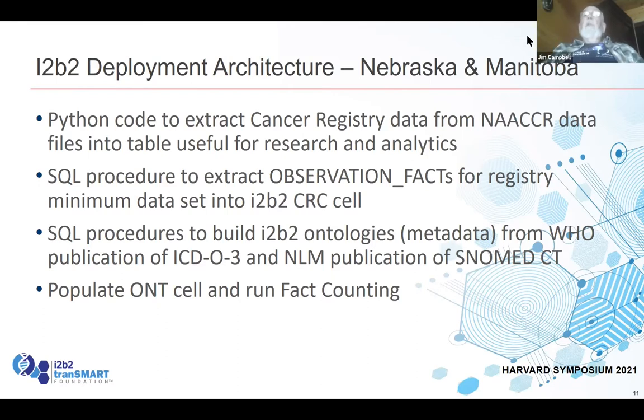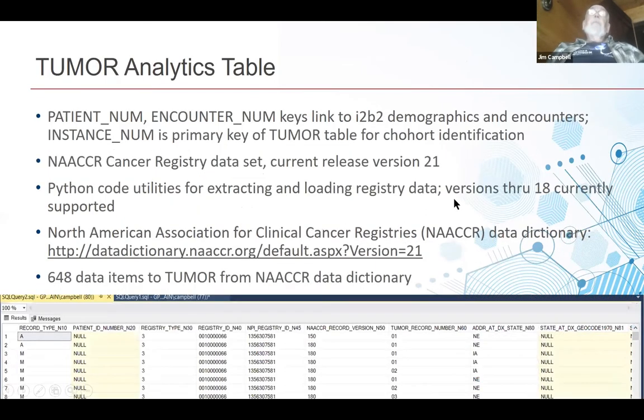Thirdly, there's a SQL procedure that builds the I2B2 ontologies, and there are two. We have ICD-O-3 from the World Health Organization and SNOMED CT body structures and morphologies from the National Library of Medicine. These are populated into the ontology cell in I2B2. You install that and run your fact counting, and you've got I2B2 installed with your minimum data set.